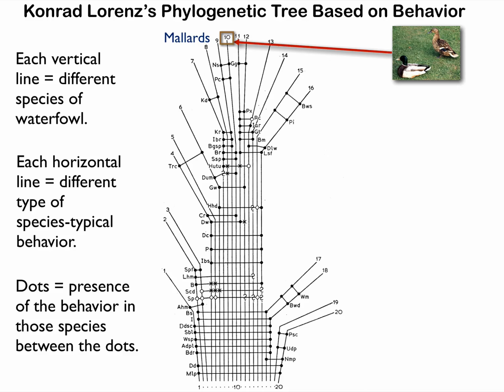And mallards are up there. And you can see that they do just about most of the behaviors, of course, not the ones that branch off down below, not necessarily at least. So this is just one way of showing how you can potentially use behavior as the basis of a phylogenetic tree. Now, you would never base an evolutionary relationship only on behavior. You would use this in addition to all of the other forms of evidence that I mentioned earlier.